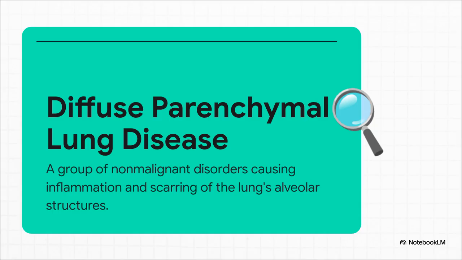It's not just one disease. It's this massive umbrella term for over 200 different conditions that all lead to inflammation and scarring, fibrosis, right in the delicate parts of the lung where oxygen gets into your blood. Our mission today is to give you a system to make sense of all this chaos.